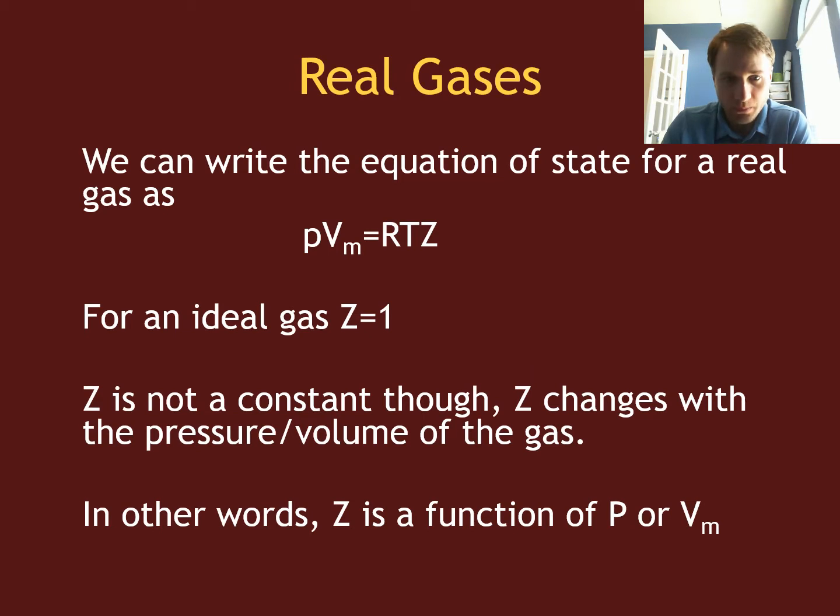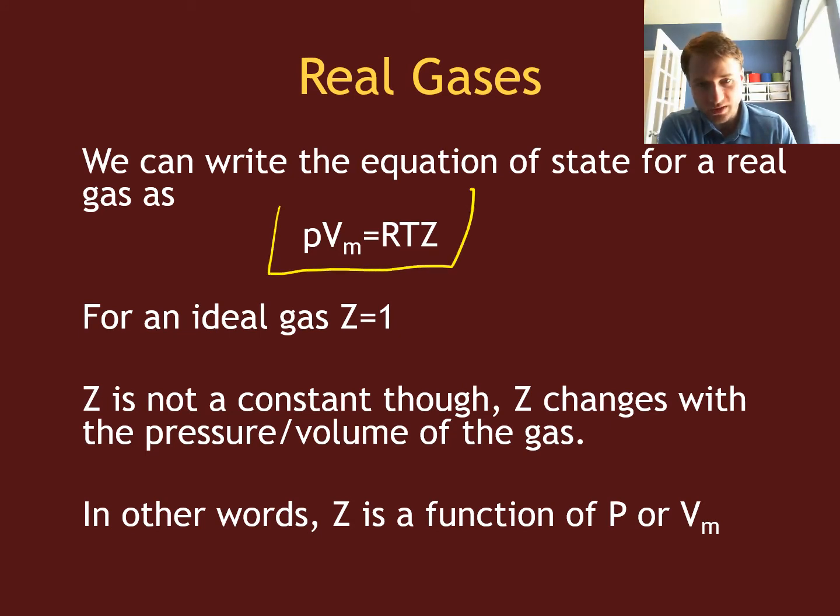Okay, so if we want to write the equation of state of a real gas, we can write it in this form, where it looks just like the ideal gas, but there's this extra factor Z. Z for an ideal gas is equal to 1, and we get our ideal gas law back. But for a real gas, Z is not equal to 1, and it's not constant; it changes with pressure, volume, and temperature of the gas, so Z can be a function of, say, pressure or volume.